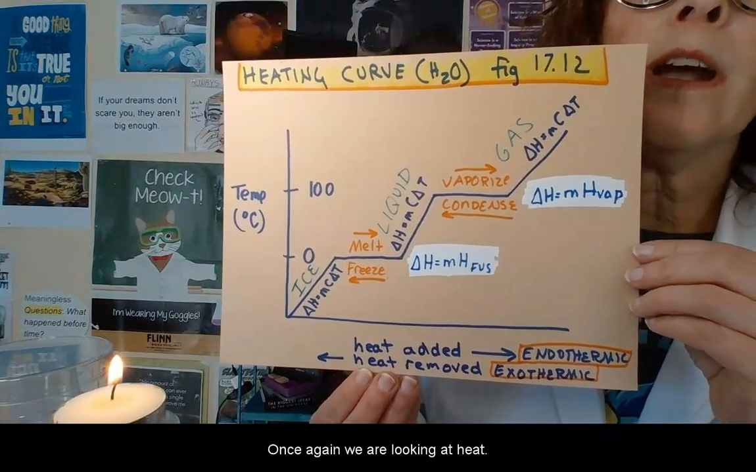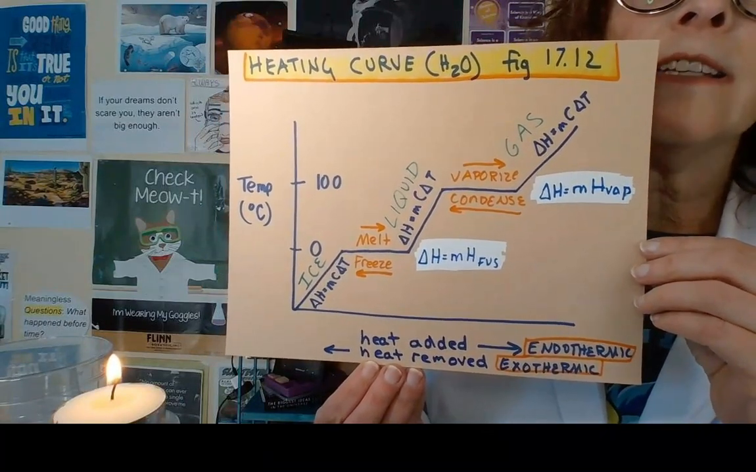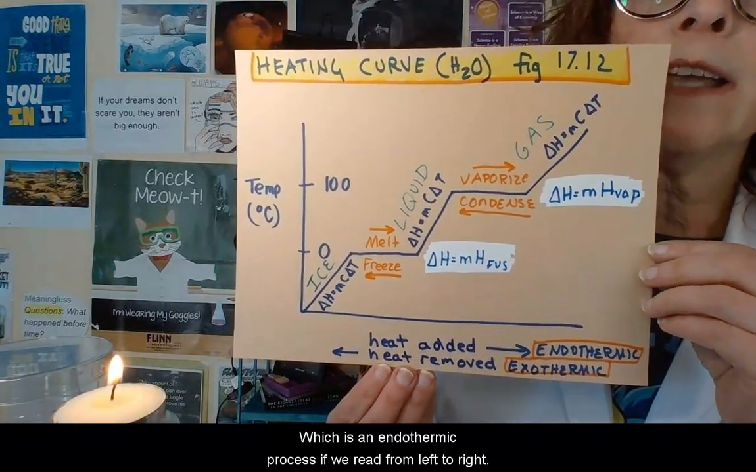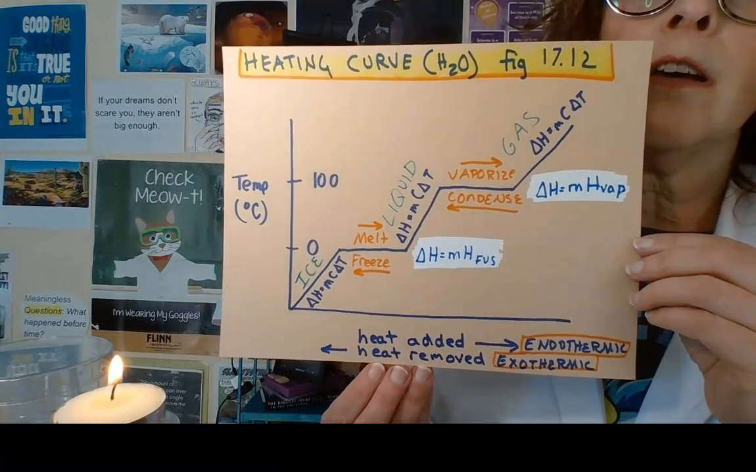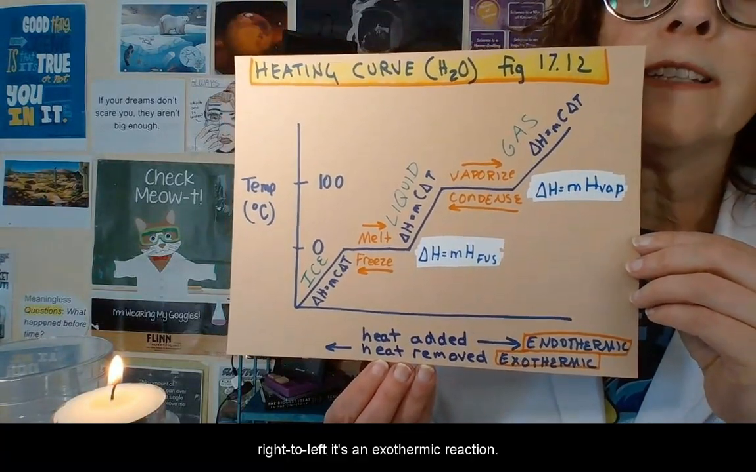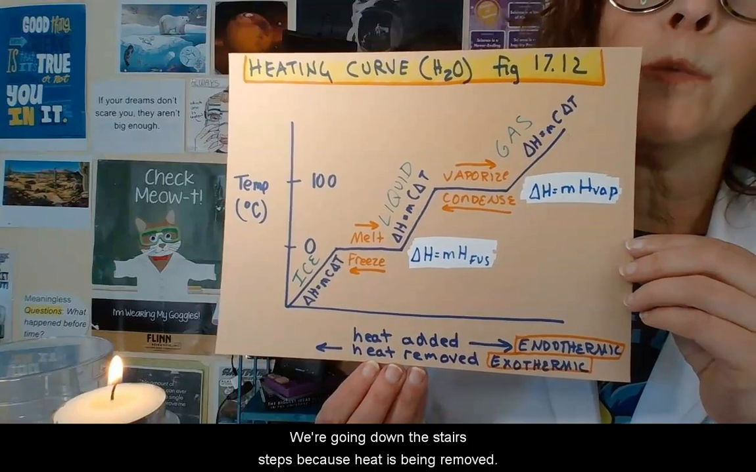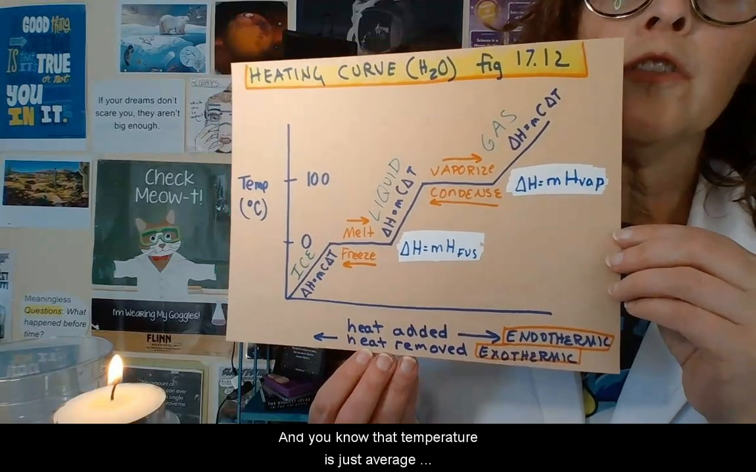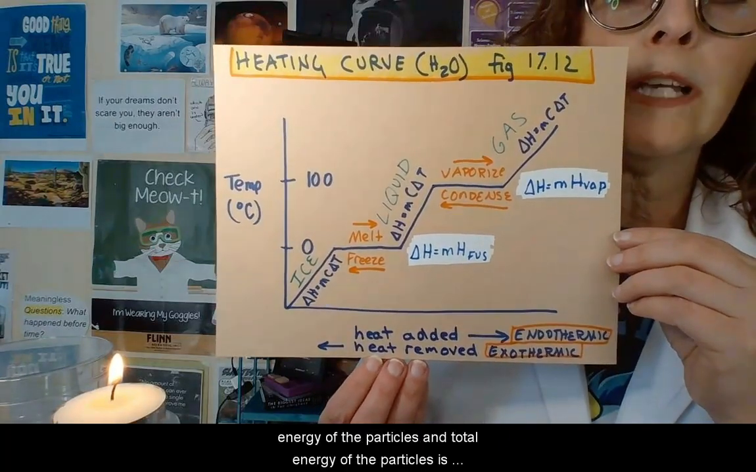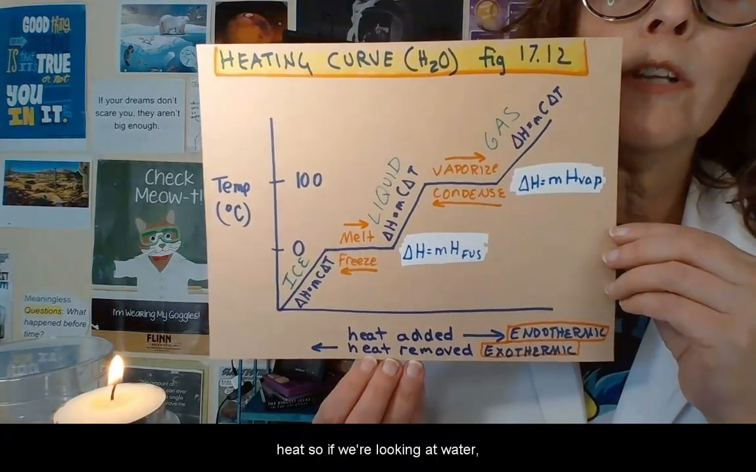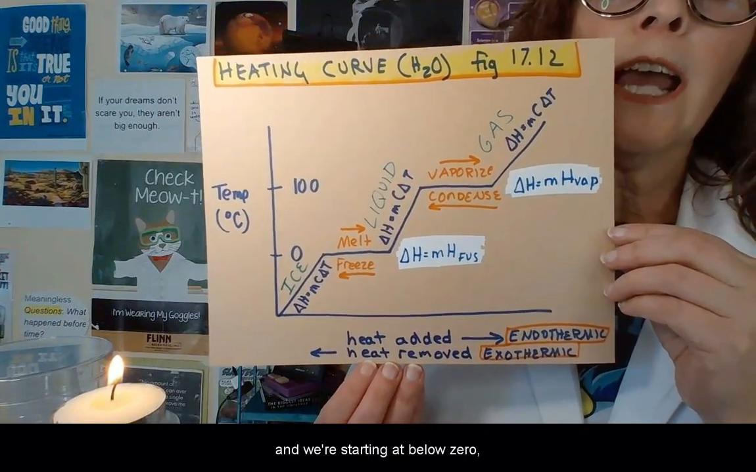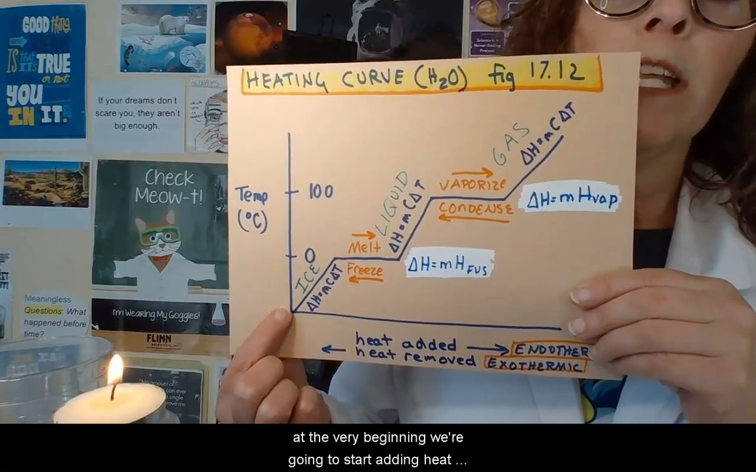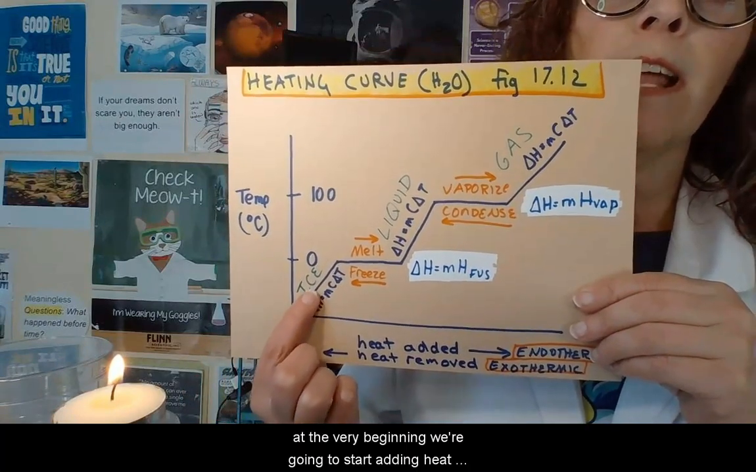Once again, we are looking at heat added, which is an endothermic process if we read from left to right. If we read this x-axis from right to left, it's an exothermic reaction. We're going down the stair steps because heat is being removed. And temperature is just average energy in the particles, and total energy in the particles is heat. So if we're looking at water, and we're starting below zero at the very beginning, and we start adding heat, you can see that our line goes up.